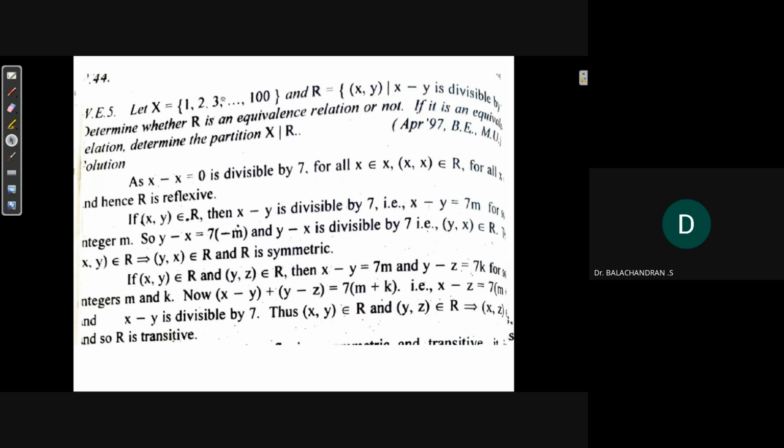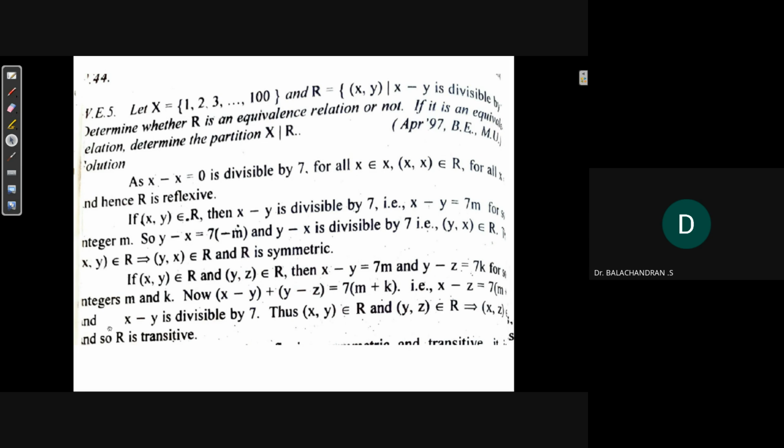We already discussed many problems on equivalence relations, so this is a similar problem. First we need to prove reflexive. Reflexive means x is related to x. Here x minus x is divisible by 7. x minus x is equal to 0, and you can write 0 as 0 into 7. Hence x minus x is divisible by 7, so x is related to x, and hence R is reflexive.